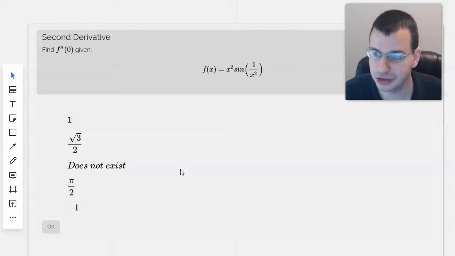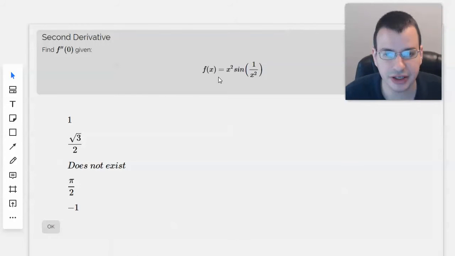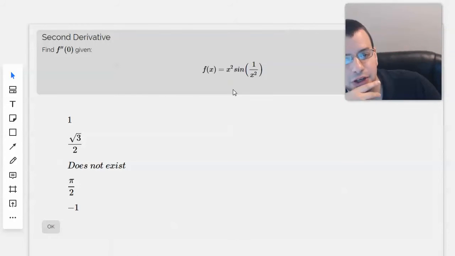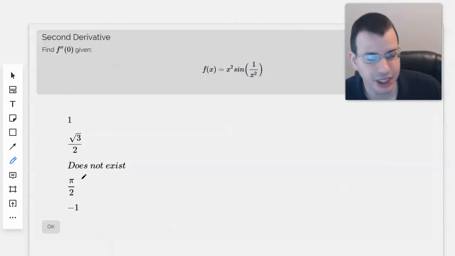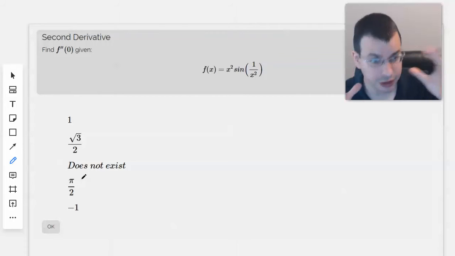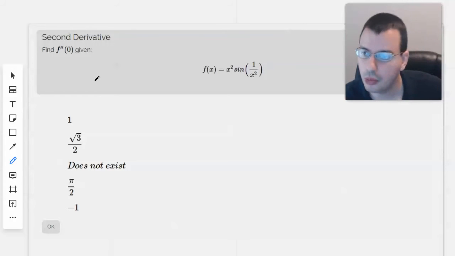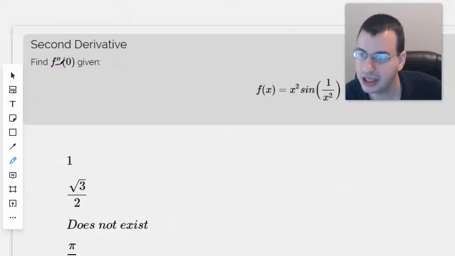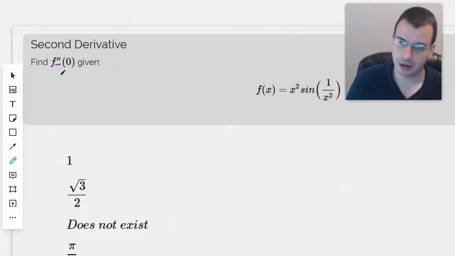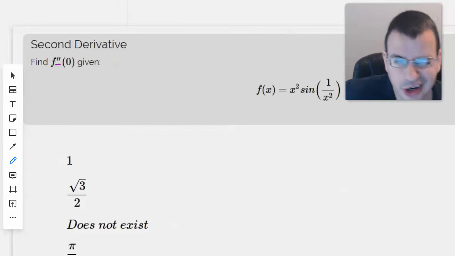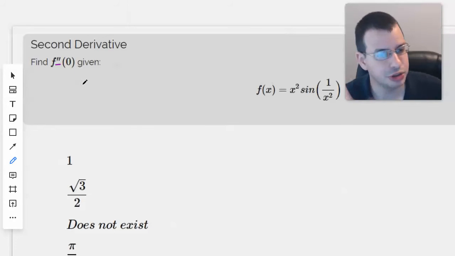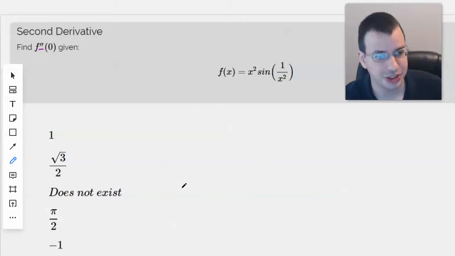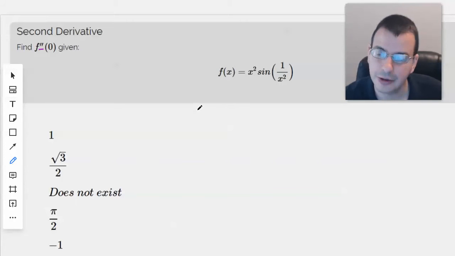Find f double prime of 0 given that f of x equals x squared times sine of 1 over x squared. Okay, so pretty standard. Here's a function, find the derivative. One of the things to note is this is asking for the second derivative, which is not hard, but it's easy to overlook. And so you don't want to just immediately assume it's one derivative and then go with that, because I assume that one of the multiple choice answers will be exactly that mistake.